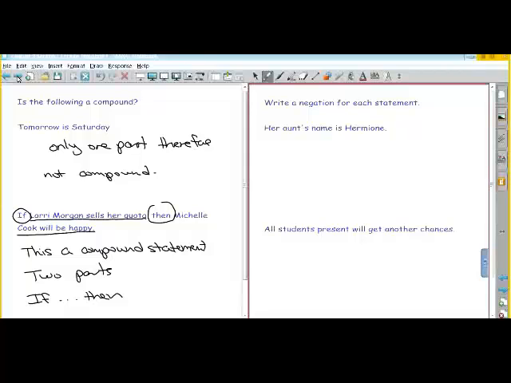So her aunt's name is, I always pronounce this wrong, Hermione. Okay, her name is Hermione. So the negation of this statement, there's two. I'm going to give you two examples. Her aunt's name. This is where you use not. Aunt's name is not.